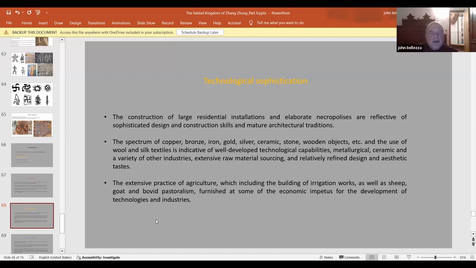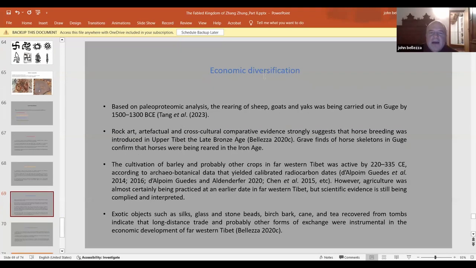The extensive practice of agriculture, which included the building of irrigation works as well as sheep, goat, and bovid pastoralism, furnished some of the economic impetus for the development of technologies and industries. So, of course, technologies and industries require an economic base. And we go to our next slide here. Economic diversification.